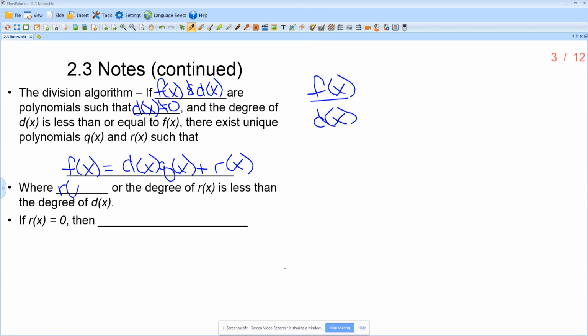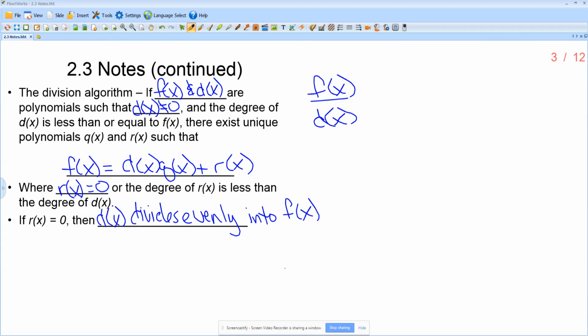Where the remainder, r of x, is either equal to 0 or the degree of r of x is less than the degree of d of x. And that is just saying, if I have a remainder, that means I can't divide this out any further. If, and this is the case that we're going to be particularly looking for, r of x is equal to 0, then d of x divides evenly into f of x.